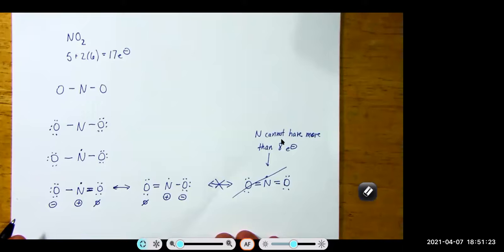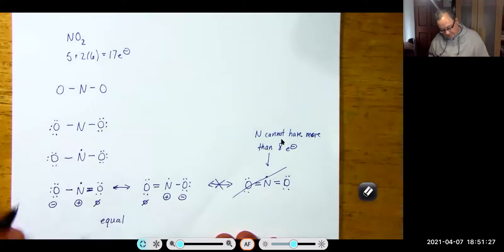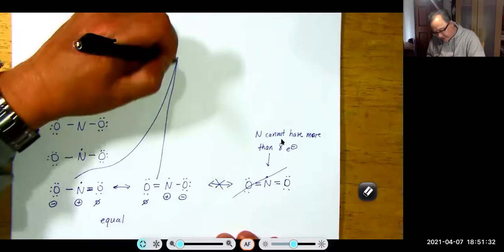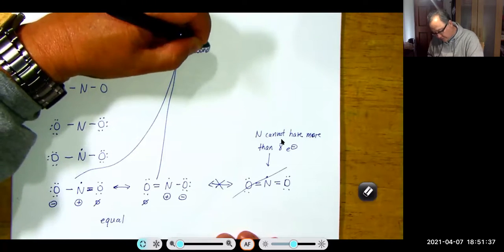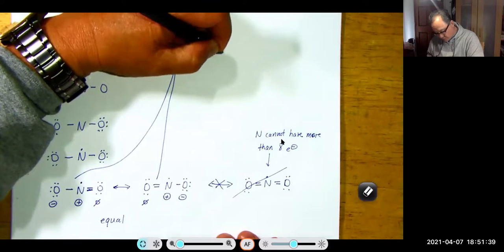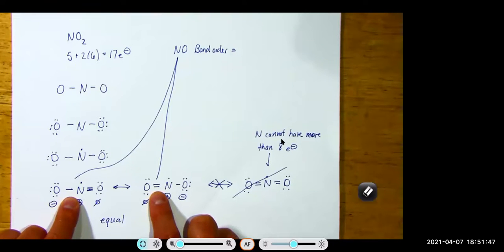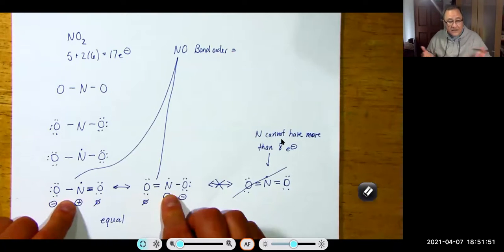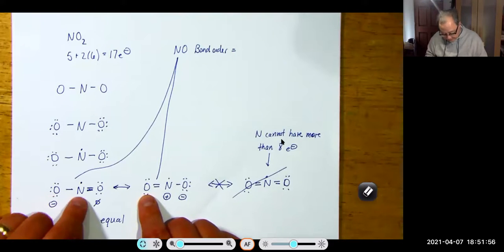Yeah, I think that's what I meant. They're the same, so they're equal. Okay, so if they're equal, what is this nitrogen oxygen bond order? What do we think it's going to be? The deal is neither of these is correct by itself. They're correct together. This oxygen is this oxygen. This nitrogen is this nitrogen.